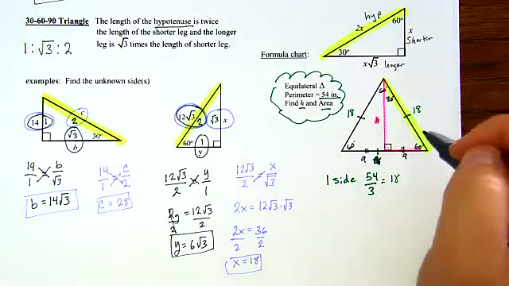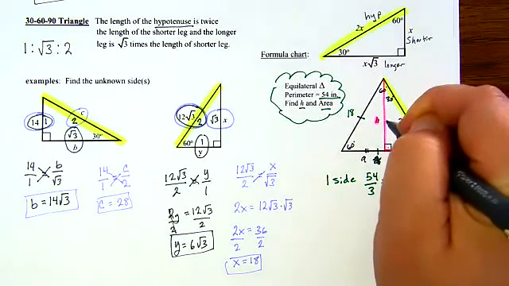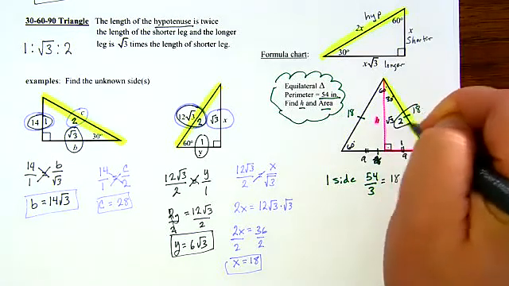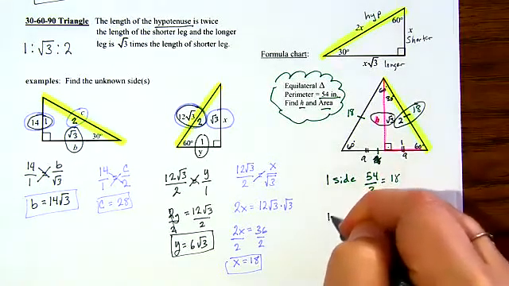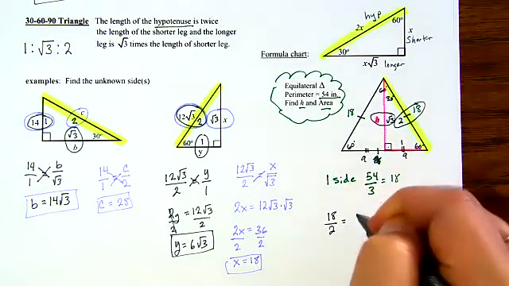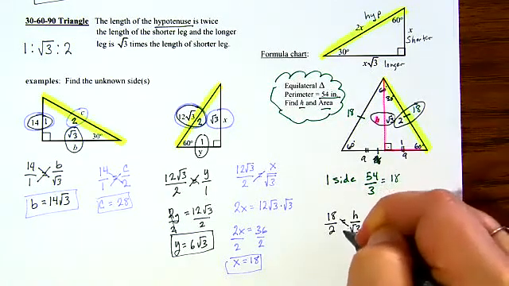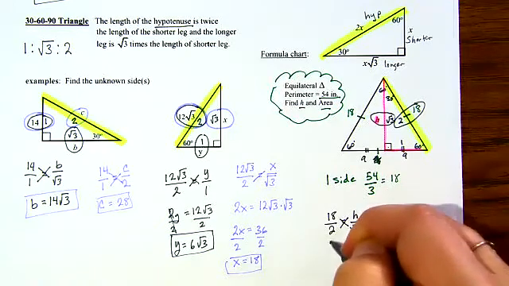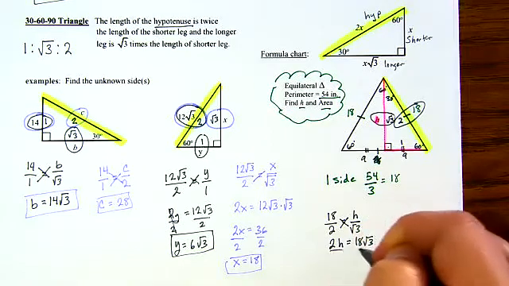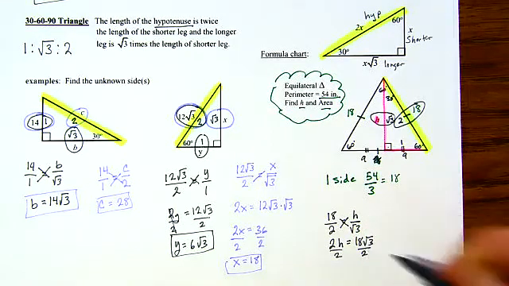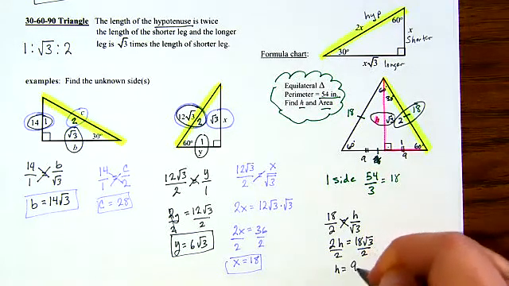Okay, so I'm going to go ahead and put my ratio inside. 1, 2, radical 3. And then I'm going to set up to solve for H. Okay, so 18 over 2 is equal to H over radical 3. Cross multiply. 2H is equal to 18 radical 3. Divide both sides by 2. Now only the whole numbers divide here, only the big numbers. So H is equal to 9 radical 3.